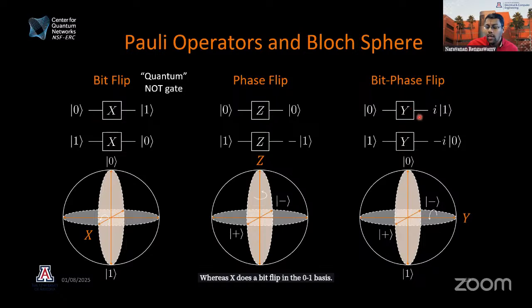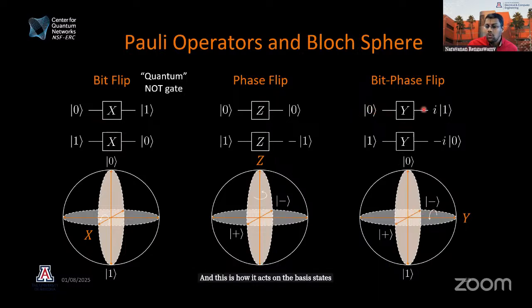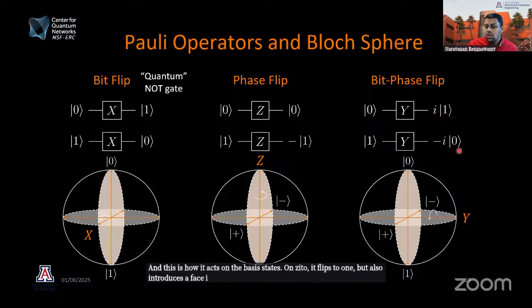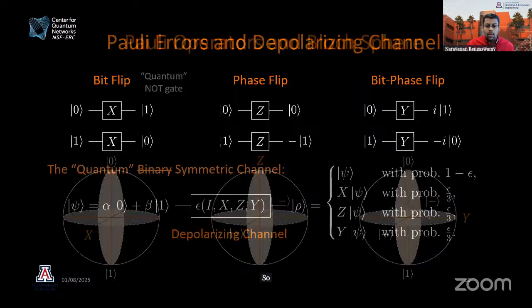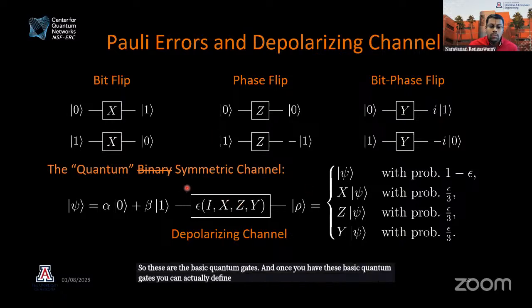And then there's the Y, which is a combination of X and Z, where it's a rotation about the Y-axis. And this is how it acts on the basis states. On 0, it flips to 1, but also introduces a phase i. On 1, it flips to 0 and introduces a phase -i. So these are the basic quantum gates. And once you have these basic quantum gates, you can actually define what's called the quantum depolarizing channel, which is the quantum analog of the binary symmetric channel that you got introduced to earlier.